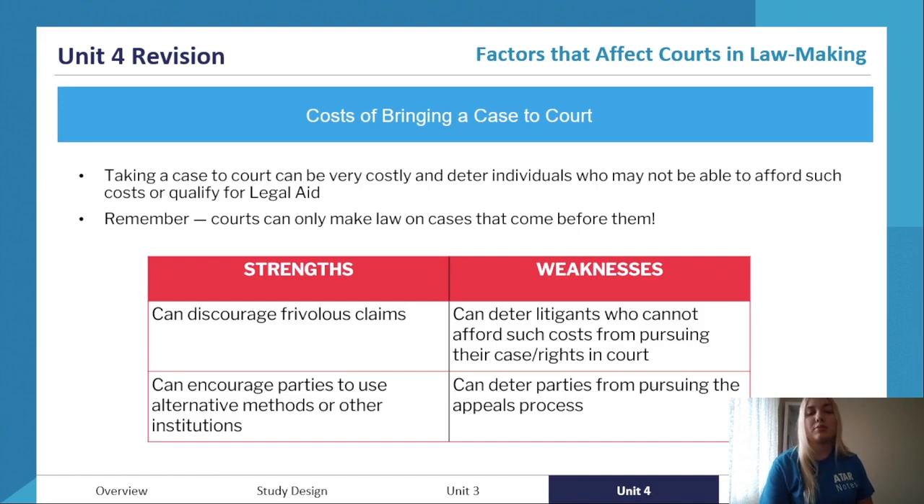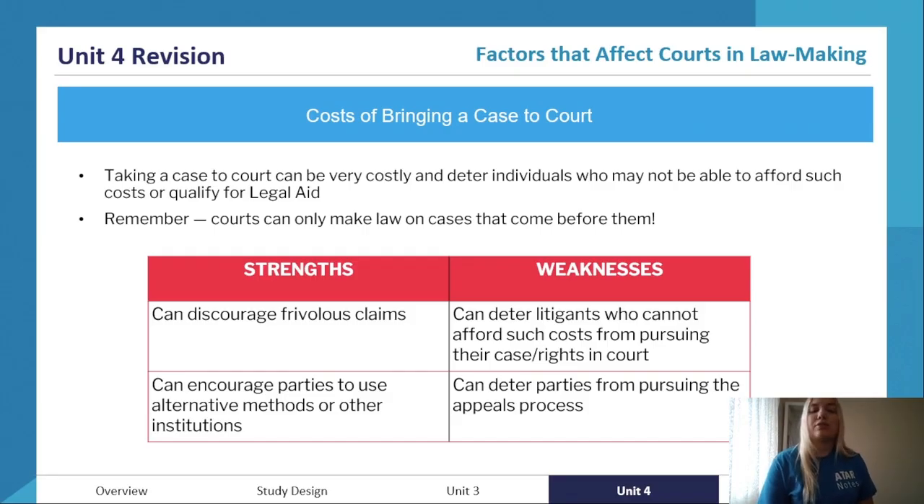Another one is the cost of bringing a case to court. Taking a case to court can be very costly and deter individuals who may not be able to afford such costs or qualify for legal aid. And it's very difficult to qualify for legal aid. And courts are reactive. Again, they can only make law in cases that come before them.